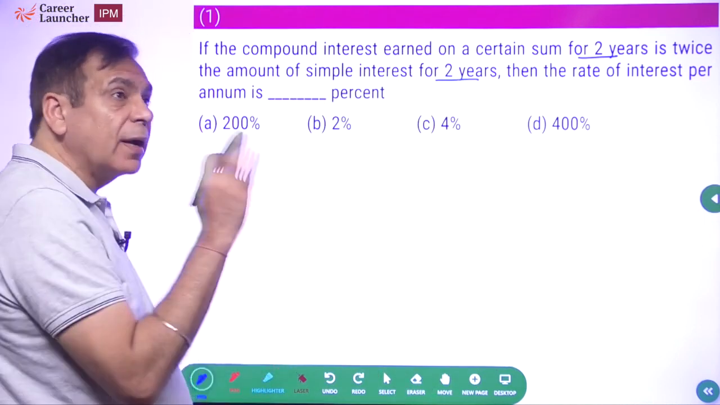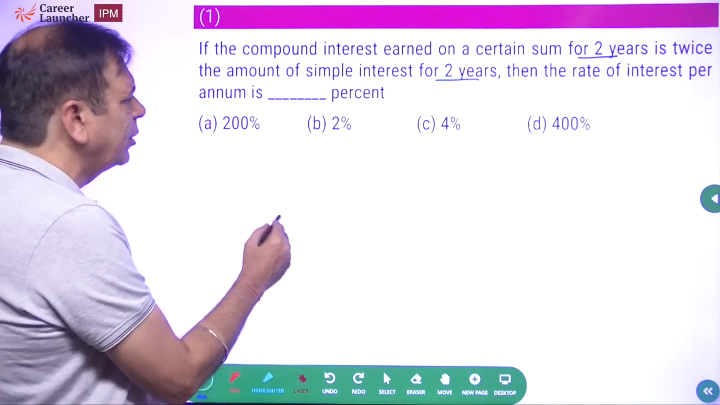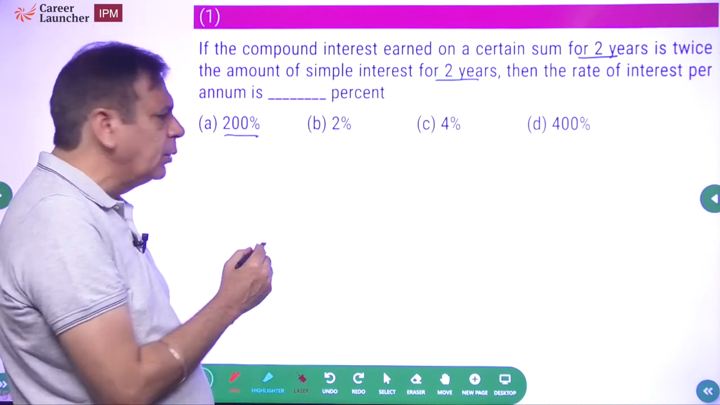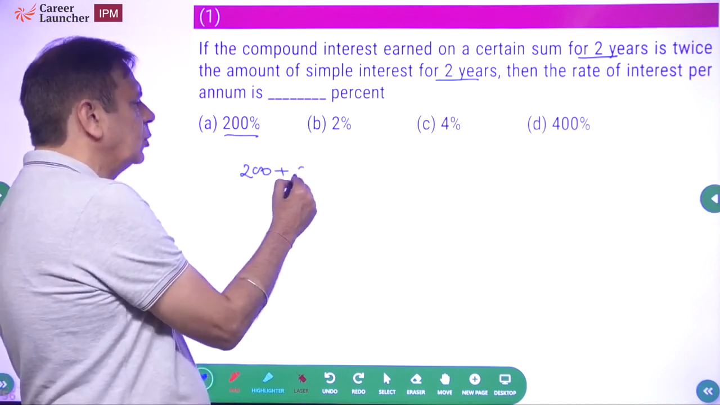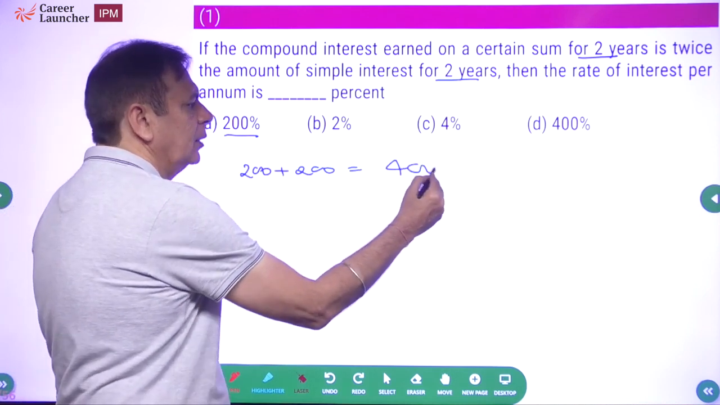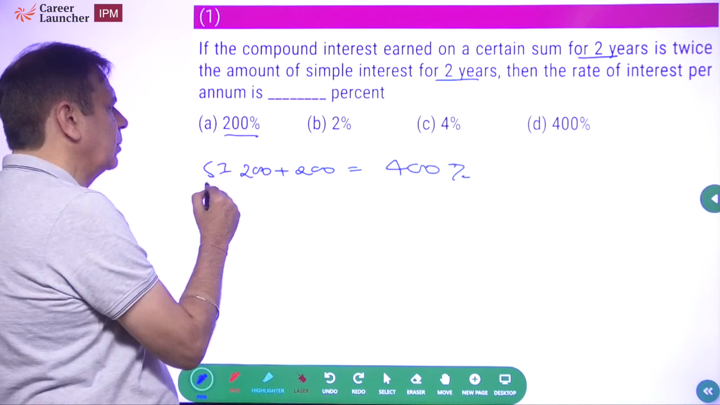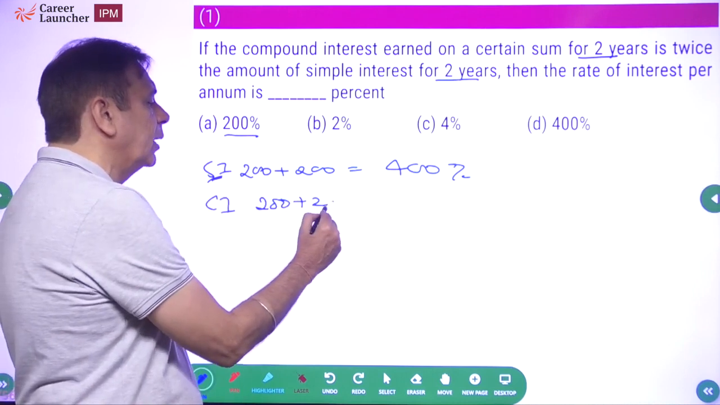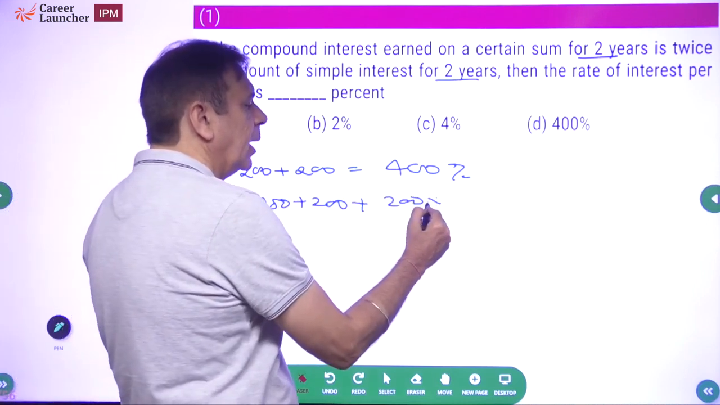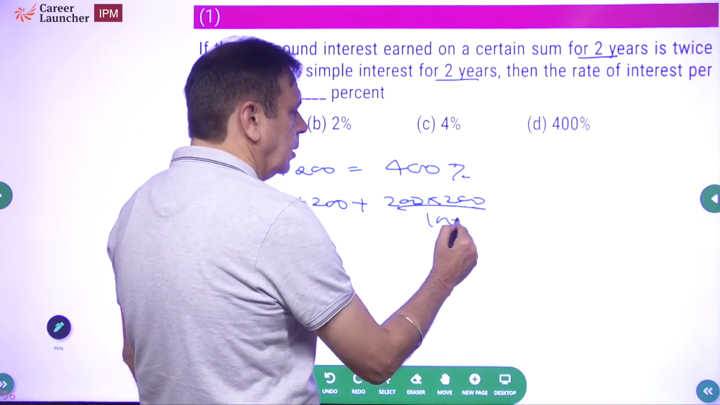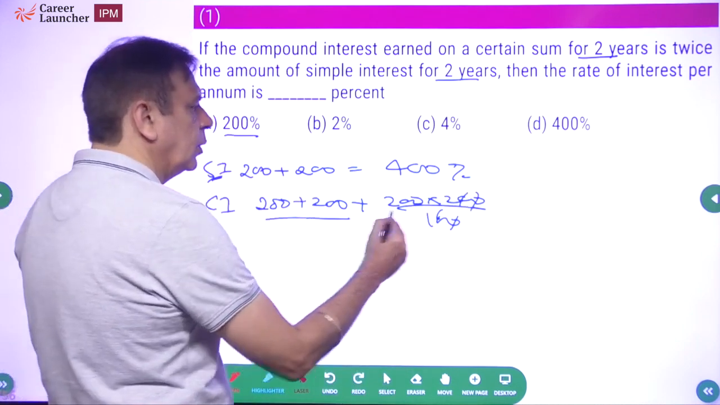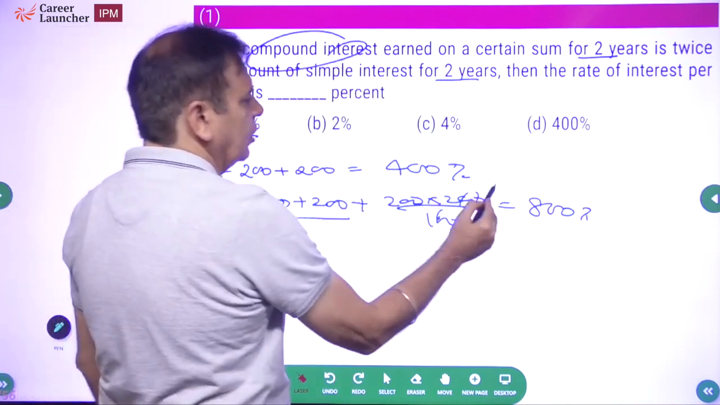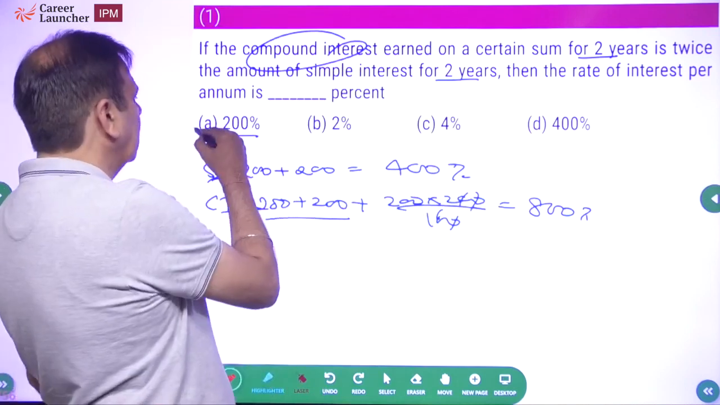Always check a choice which is in the middle of the range. Which is the middle of the range choice? 200. Now, if it is simple interest for 2 years, what will you get? 200% in the first year, 200% in the second year, so 400% in the case of simple interest. And if it is compound interest, it will be 2 successive increments of 200, so A plus B plus AB by 100. How much is this? 400 plus 400, equal to 800%. So compound interest is double the simple interest, hence the correct answer is this one.